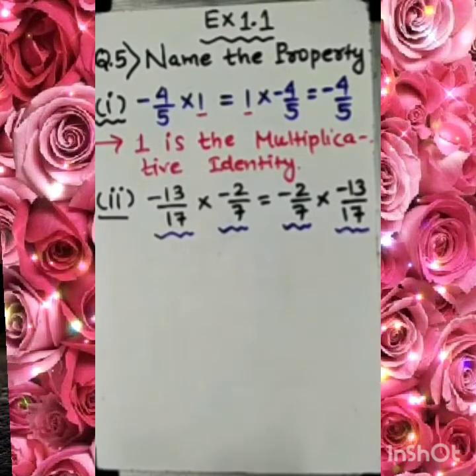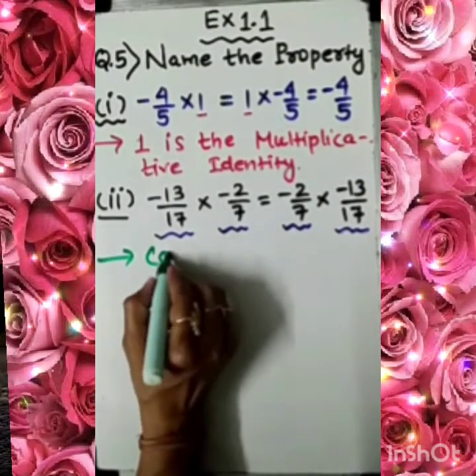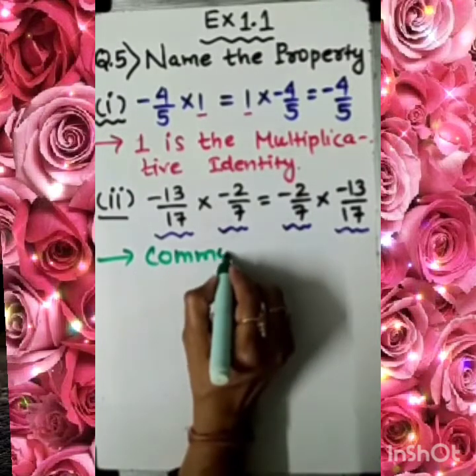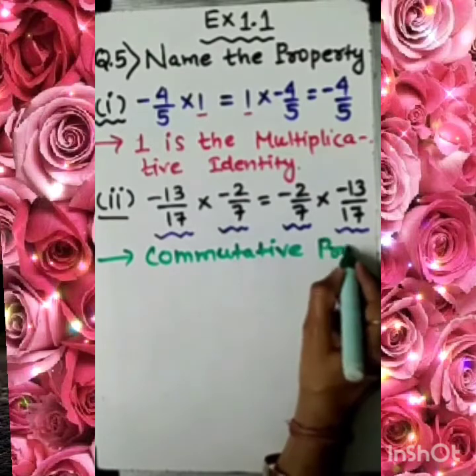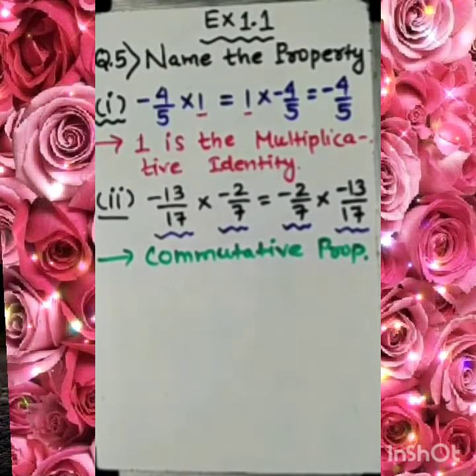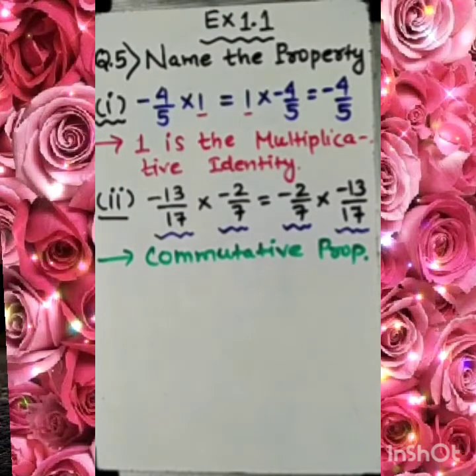So we need to say this property is the commutative property. This property is known as commutative property. Clear to you? The name of this property is commutativity. Commutativity also you can write. If you do not want to add the word property, then simply you can write commutativity. Then also it's correct. Okay.